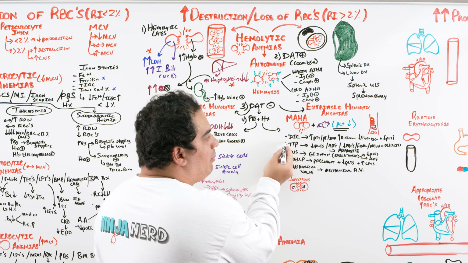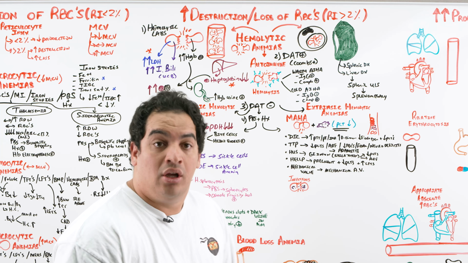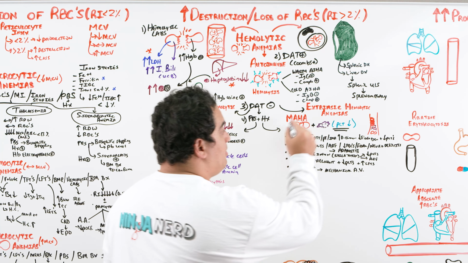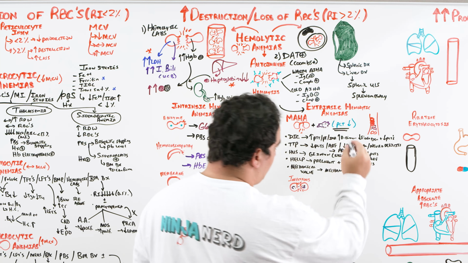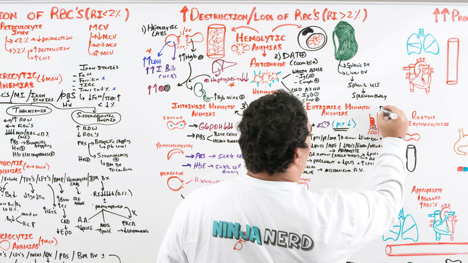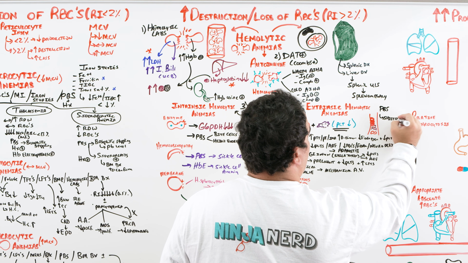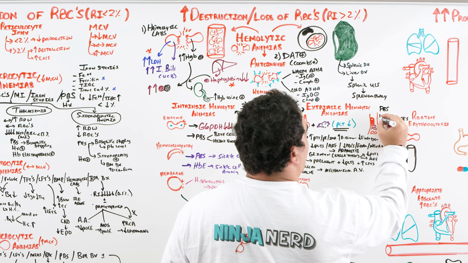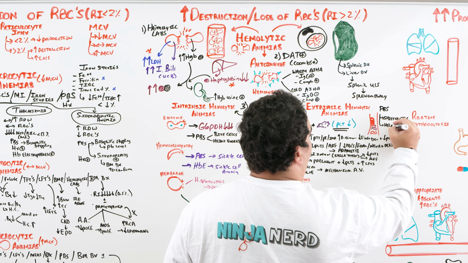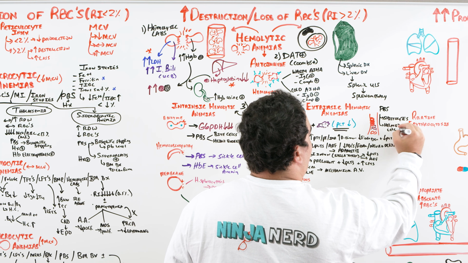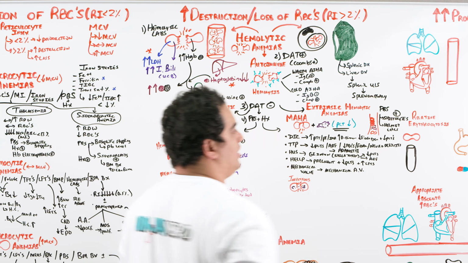Well, for the peripheral blood smear for these, it's actually relatively helpful. So the peripheral blood smear for all of your MAHAs will show something called schistocytes. And these are just torn up red blood cells. Sometimes you can see these things called helmet cells as well. But I think the big thing here is the schistocytes.